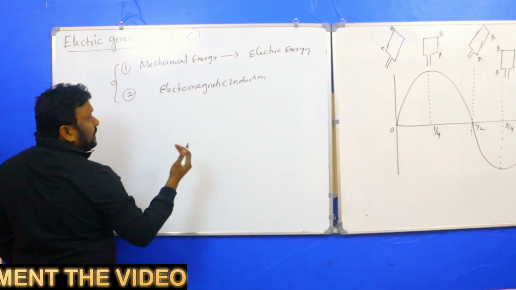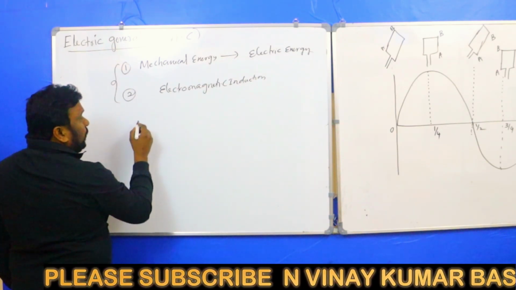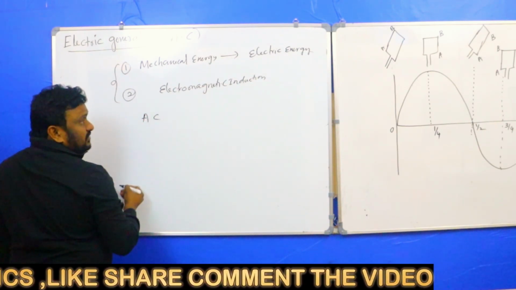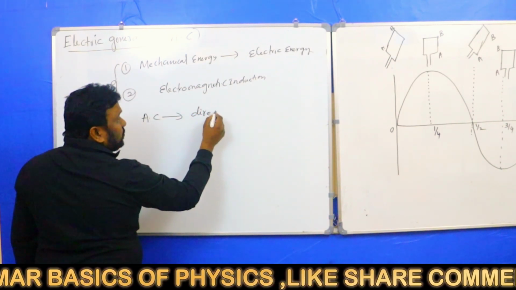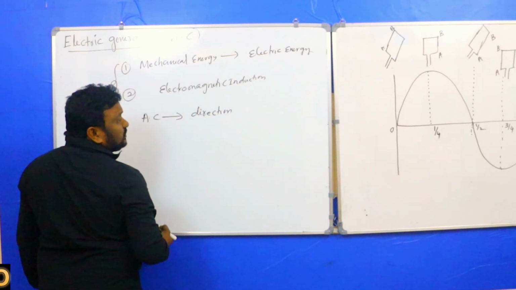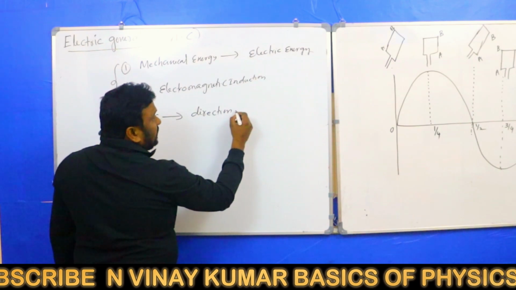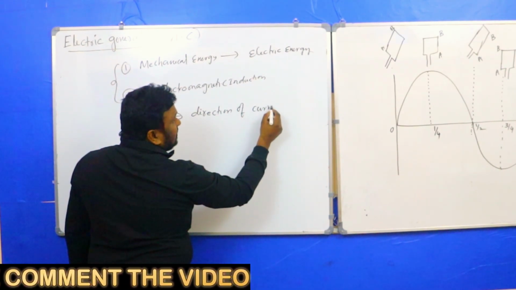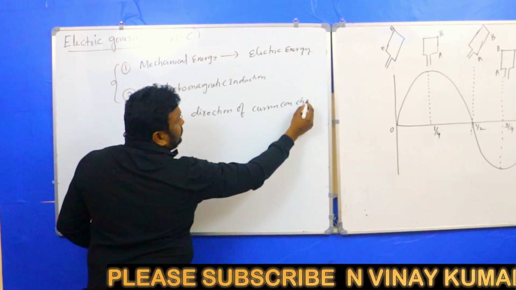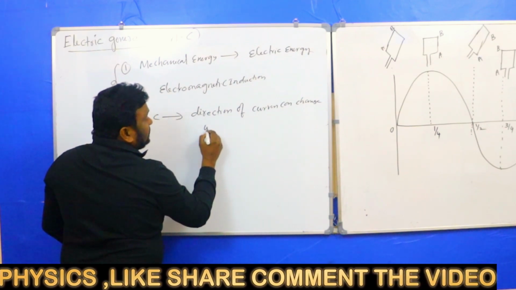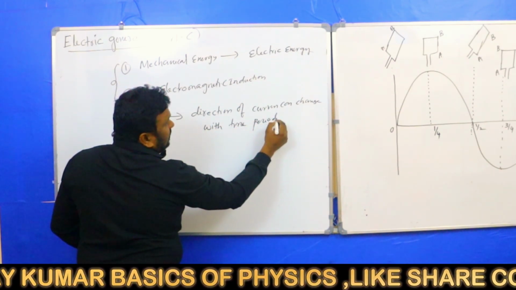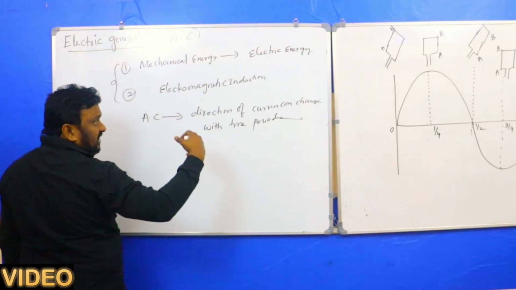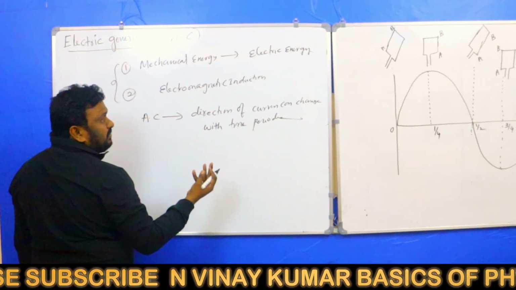Before going to that, first you have to know what alternating current is. Alternating current is nothing but the direction of current changing with respect to time. So the direction of current changes with time periodically. Within a regular interval of time, the direction of current changes.